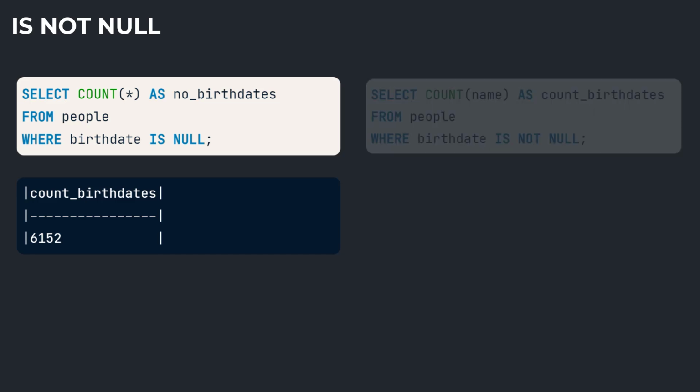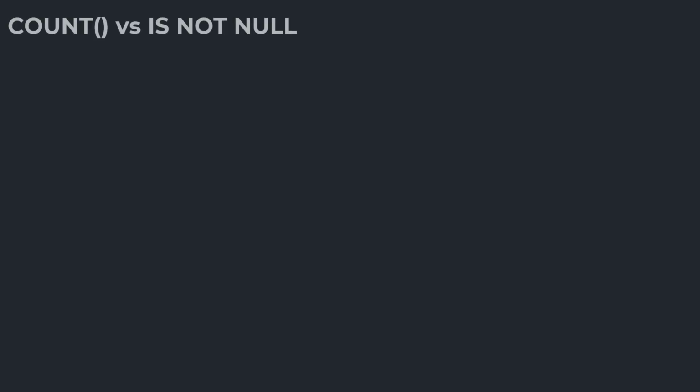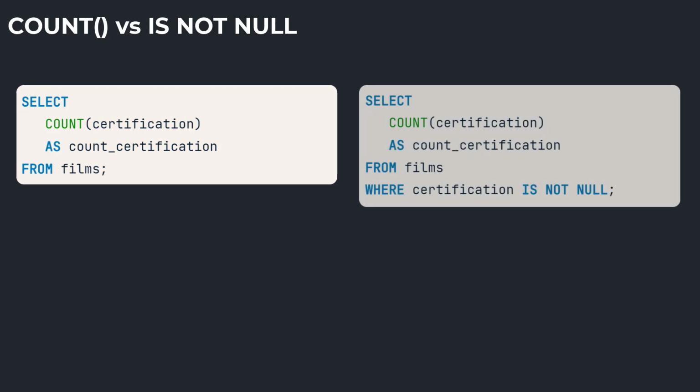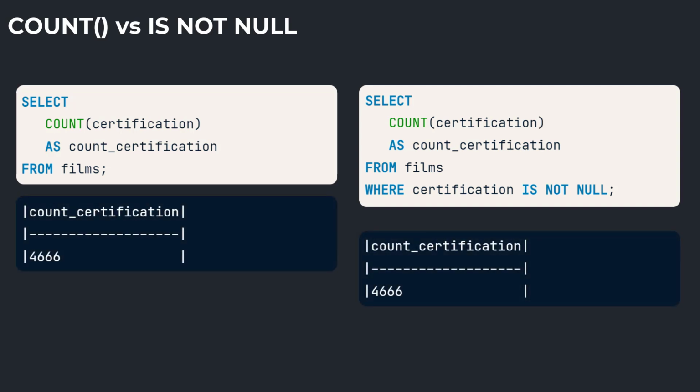Sometimes, we'll want to filter out missing values, so we only get results that are not null. To do this, we can use the IS NOT NULL operator. For example, this query on the right gives the count of all people whose birth dates are not missing in the people table, giving us a new count of 6,152. There may be a question about the difference between using count with a field name and using the same count with the added where clause with IS NOT NULL. The answer is there is no difference, as both will be counting non-missing values.